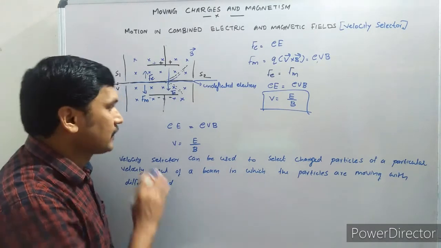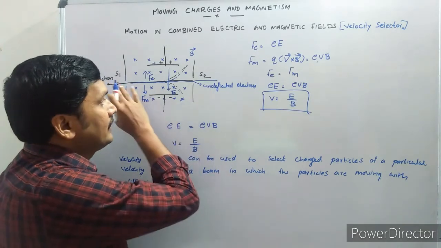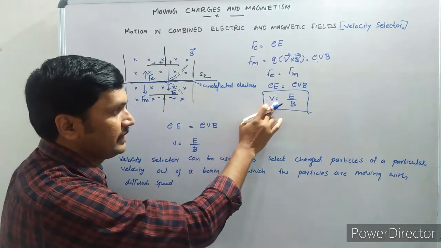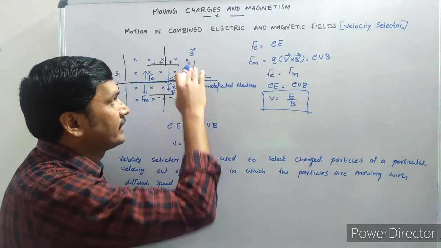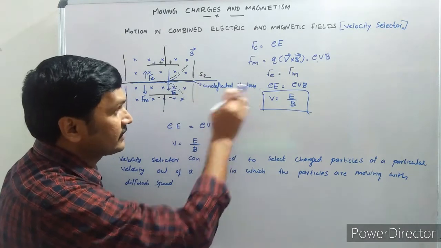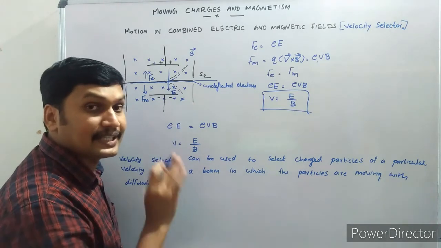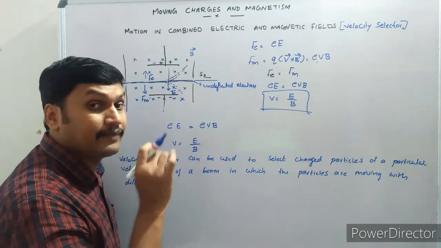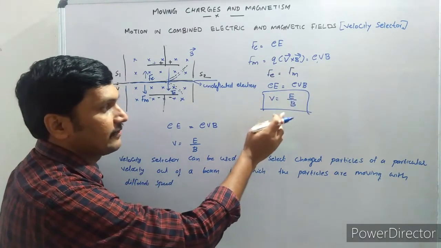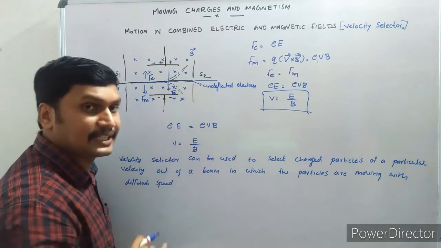This arrangement we can call a velocity selector, because when the beam of electrons comes out through the slit S2, it has velocity V equal to E by B. All other electrons are deflected either upward or downward. What we have actually done is select electrons having the same or a particular velocity. If you adjust the values of E and B in such a way, we can select a particular velocity. So we can call it a velocity selector.